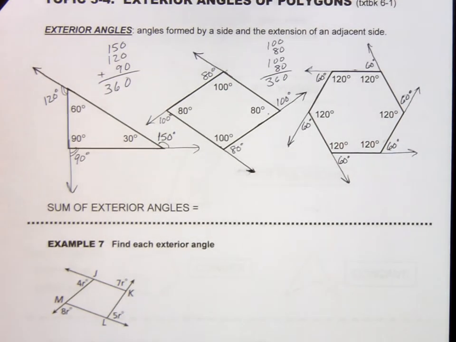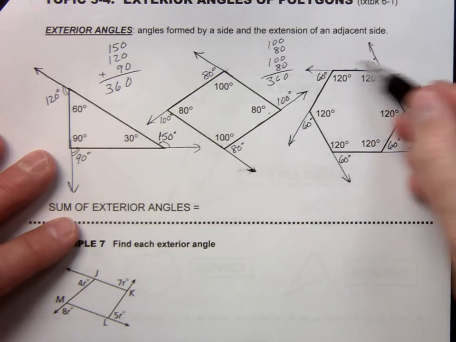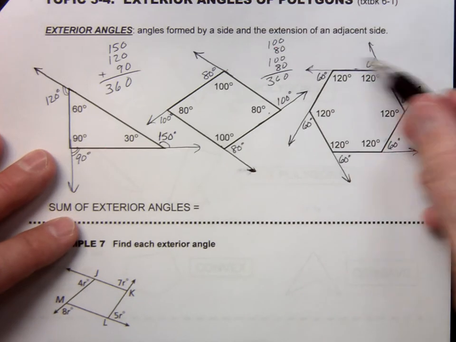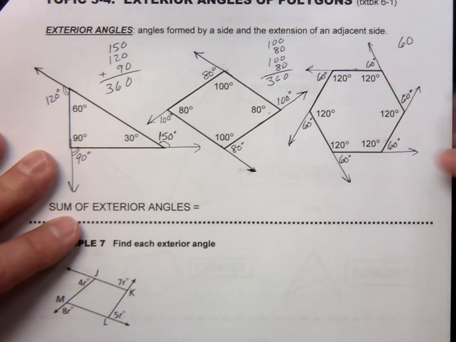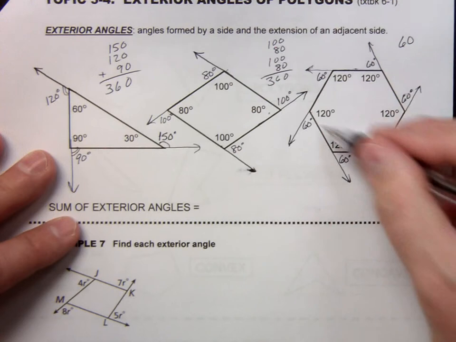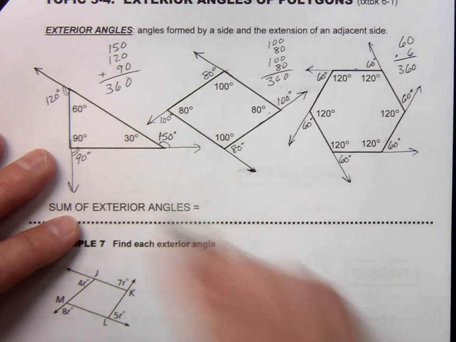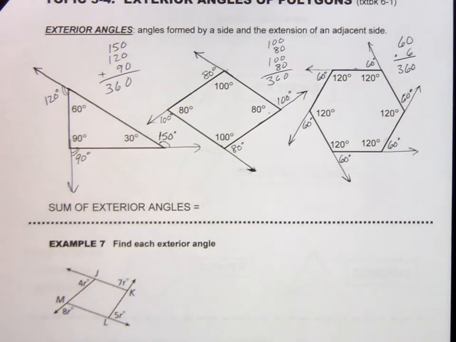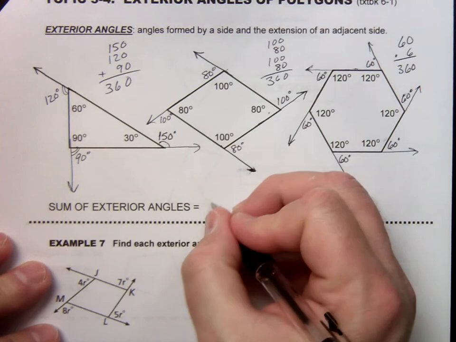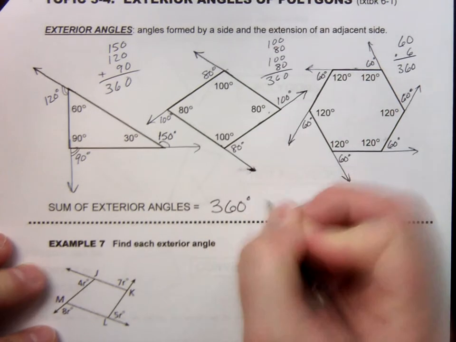Now in this case, I can add these all up, but it's easier since they're all congruent to just multiply. Each angle is 60 degrees, and there's 1, 2, 3, 4, 5, 6 angles. So I just do 60 times 6. And what I want you to realize is that in every single case, the exterior angles add up to 360 degrees. It does not matter how many sides there are. The sum of the exterior angles is always equal to 360 degrees.